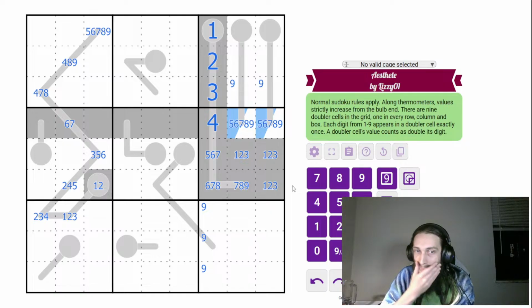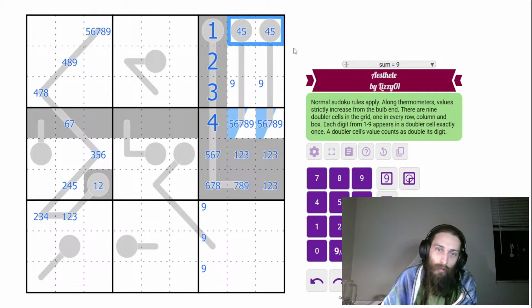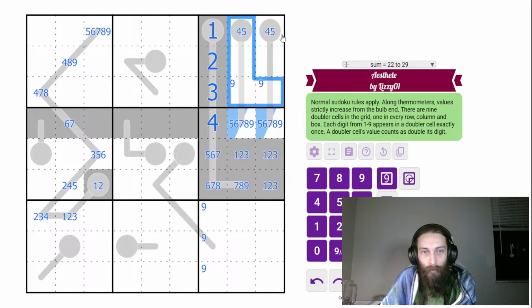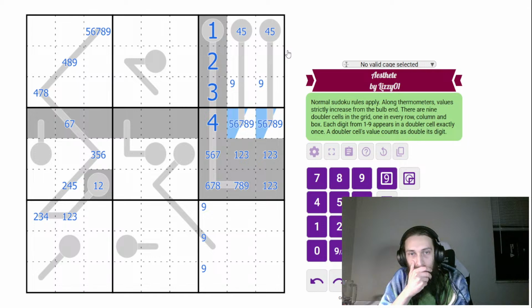Let's see. Well, now we know the 9 is here. These are now 4-5 minimum. We still have to double something over here. Yeah, that's what I was thinking.